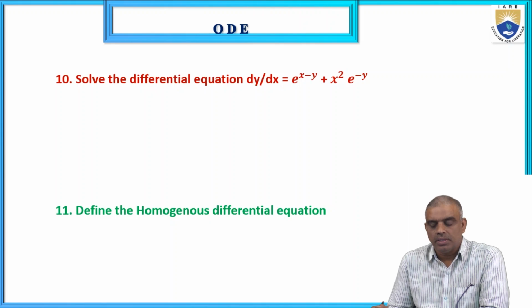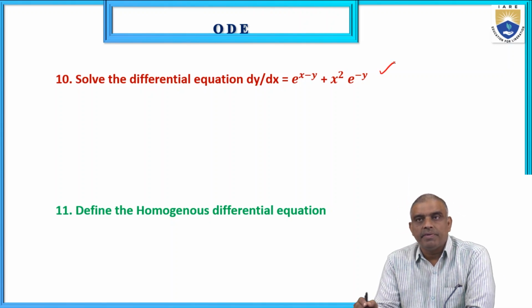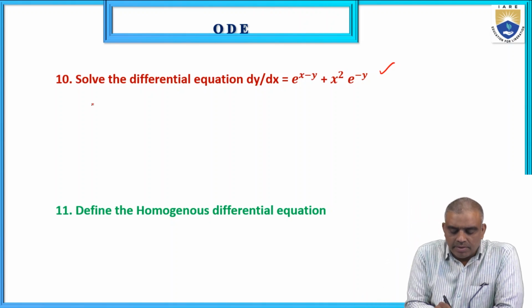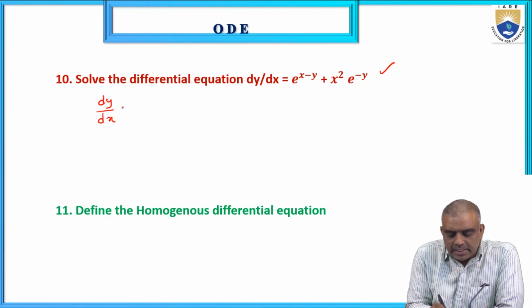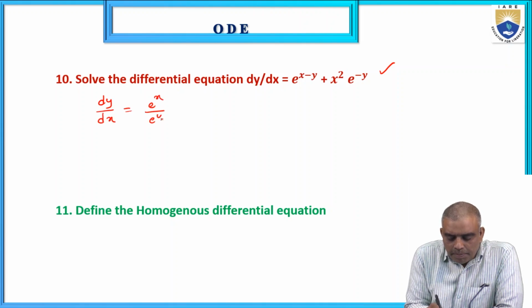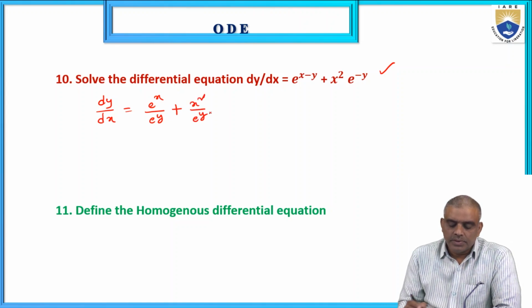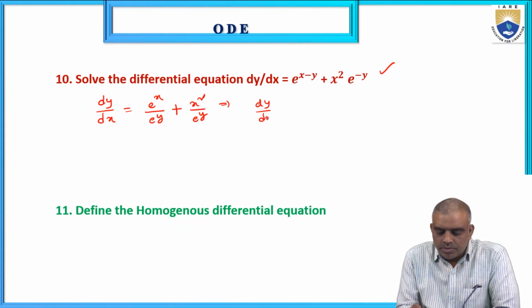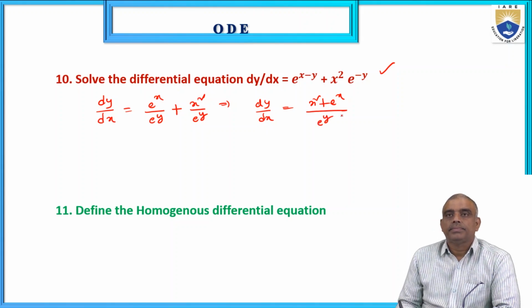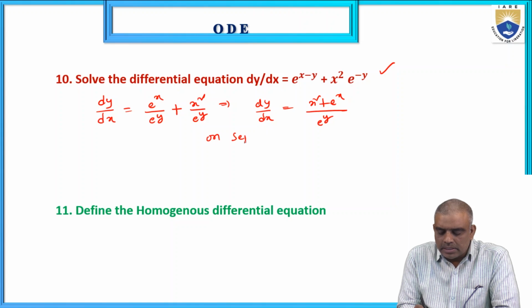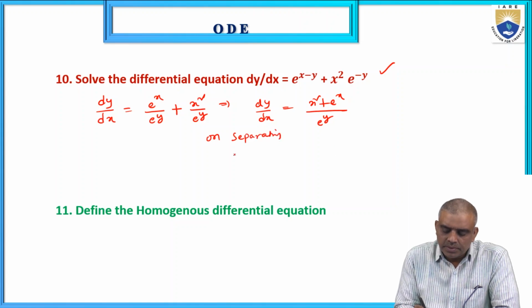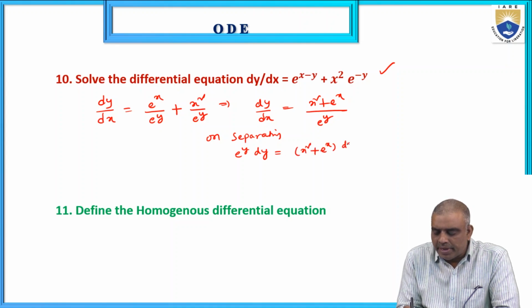Solve the differential equation dy by dx is equal to e power x minus y plus x square into e power minus y. So I will solve this equation. The given equation can be written as dy by dx is equal to e power x by e power y plus x square by e power y, or dy by dx is equal to x square plus e power x, the denominator is e power y. So on separating the variables, e power y dy is equal to x square plus e power x into dx.